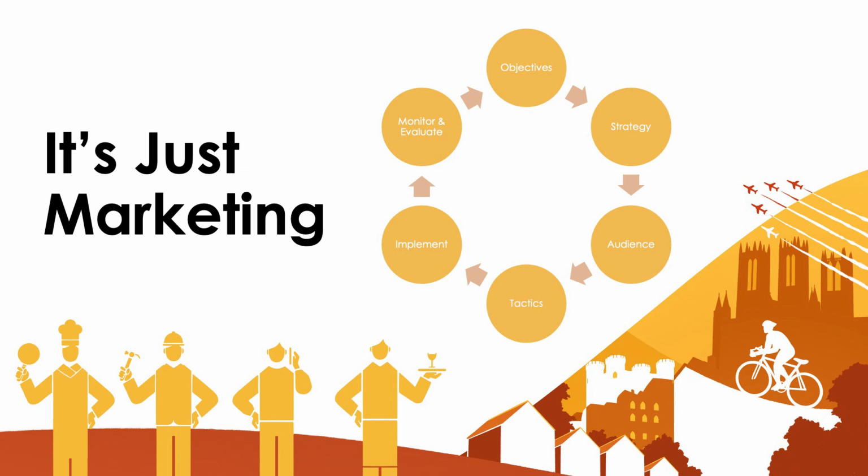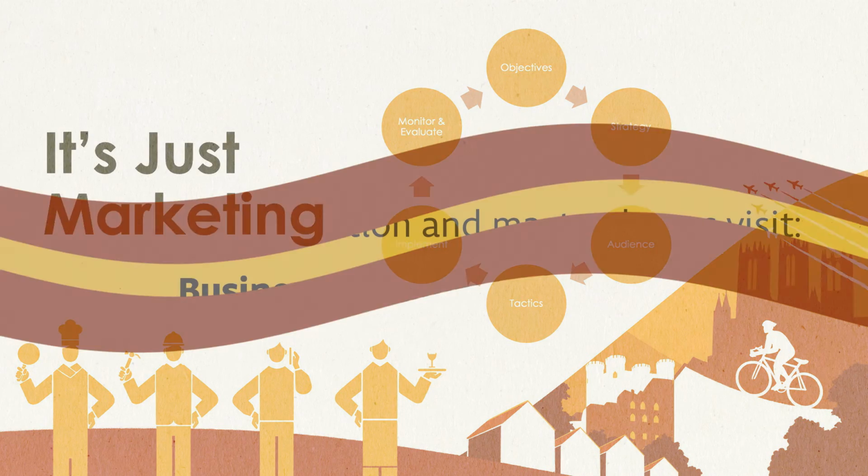Ultimately, social media is just another strand of marketing. So it's all about knowing where you are at the moment, knowing what your objectives are, who your target audience is, what your messages are, how you're going to measure it, and then actually implementation and evaluation, and then it just goes round. So the more you do, the more you'll learn and the more you'll improve.